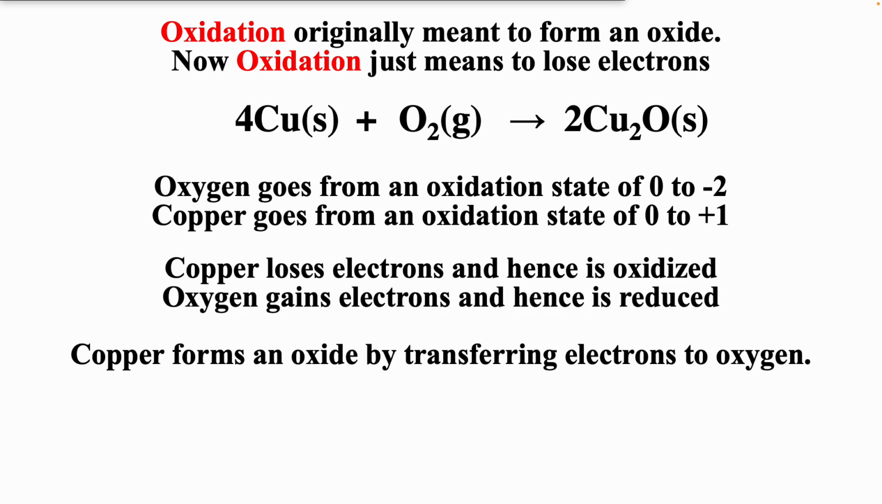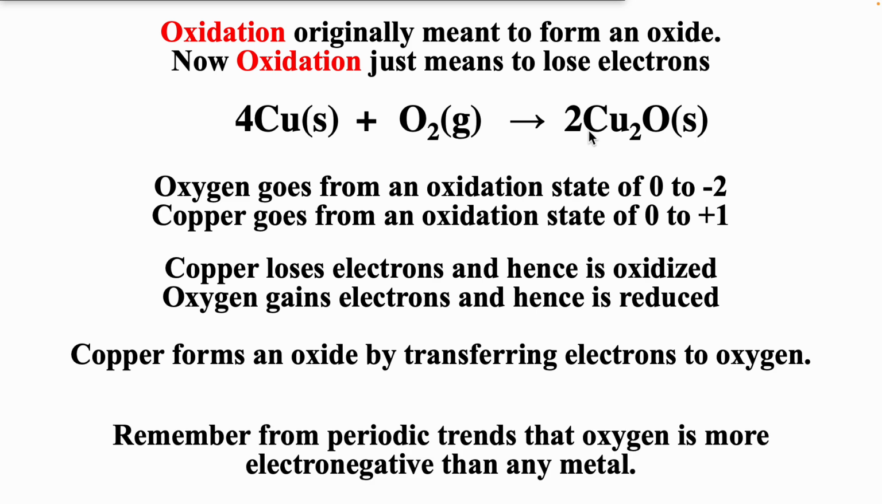And so copper loses electrons and hence is oxidized. Oxygen gains electrons and hence is reduced. Again, for an electrochemical reaction, you always will have something being oxidized and something being reduced. And copper forms an oxide by transferring electrons to the oxygen.